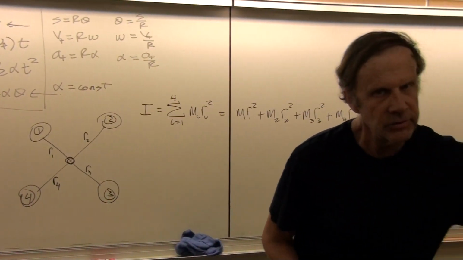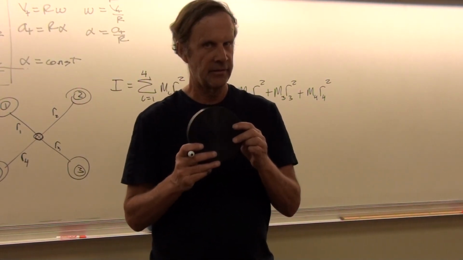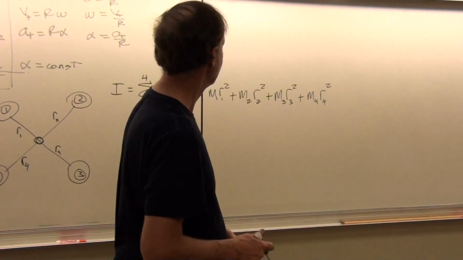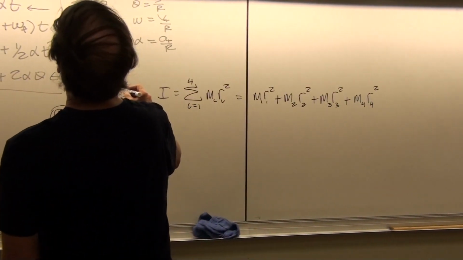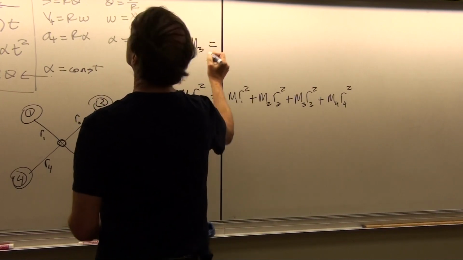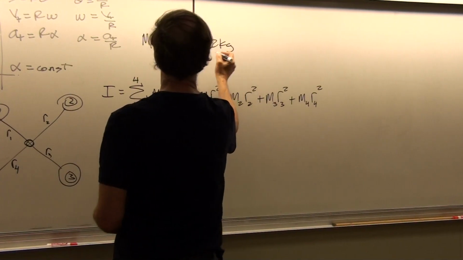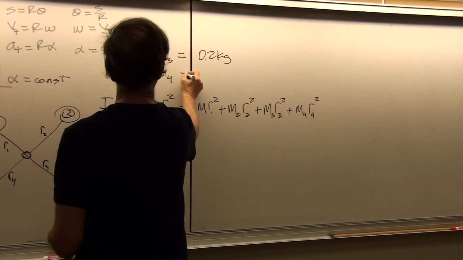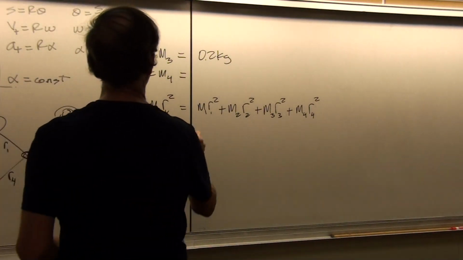If we had a continuous distribution of mass, like what I would have here with this rotating cylinder, then we would require an integration. But we're not quite there yet. So we'll do this just for these point masses. And in this problem, m1 equals m3, equal to 0.2 kilograms, and m2 equals m4, which is equal to 0.3 kilograms.